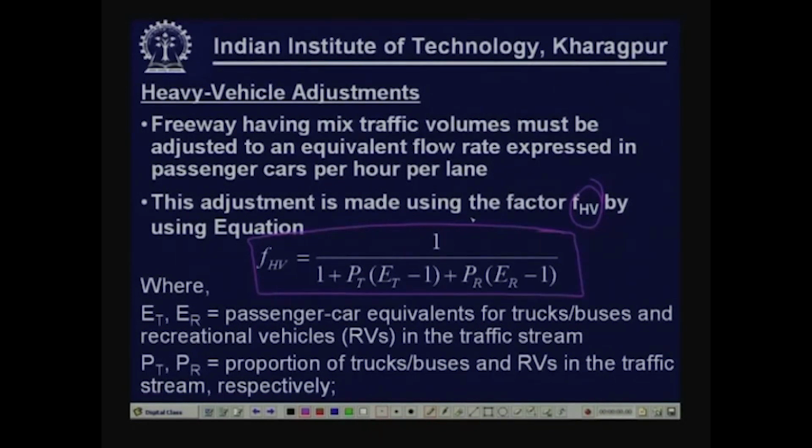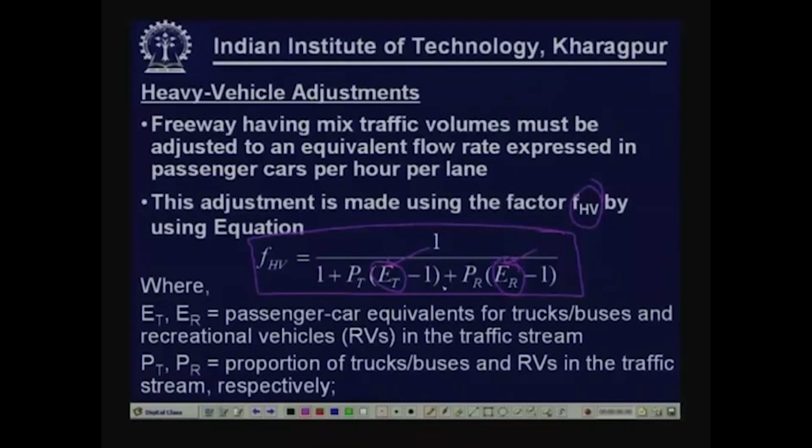Now, here ET and ER, two different types of heavy vehicles, are normally considered in the Highway Capacity Manual. ET is the passenger car equivalent for trucks and buses. ER is the passenger car equivalent for recreational vehicles. Recreational vehicles are also heavy vehicles, and on certain routes they do operate. So, if there are recreational vehicles, accordingly this ER value is to be taken. Again, what should be the value of ET and ER, further discussions are made in the Highway Capacity Manual, and one can pick up suitable values.